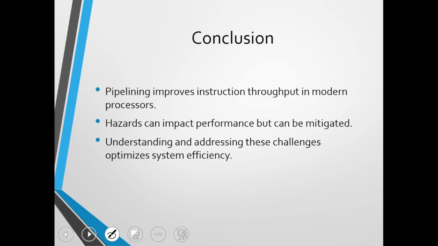So, conclusion. At the end of the day, what pipelining does is improve the throughput in modern processors, and it improves performance. Hazards can impact performance, but they can be mitigated or prevented by using the techniques that I discussed above.